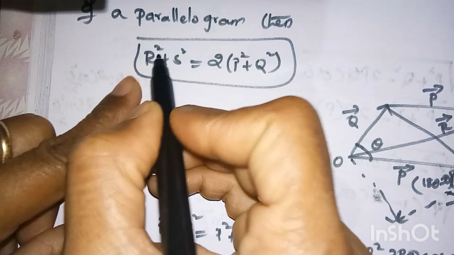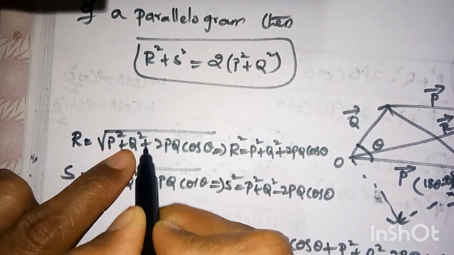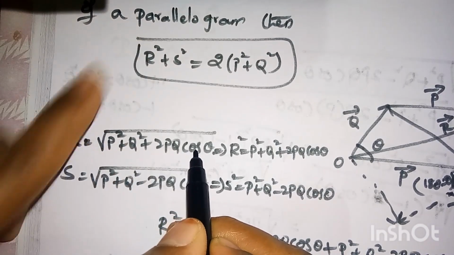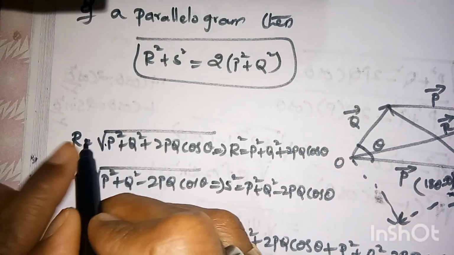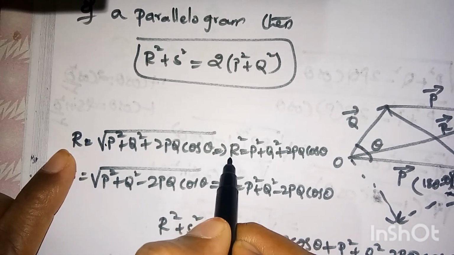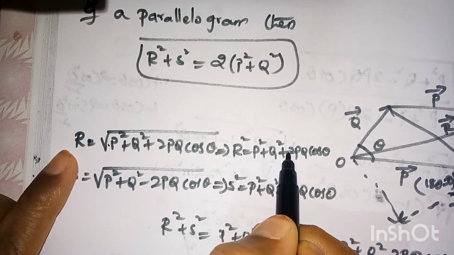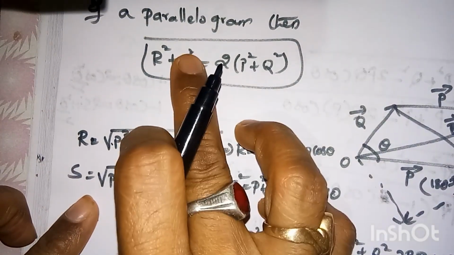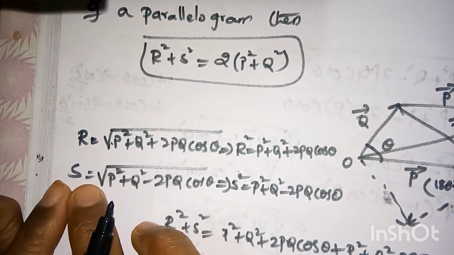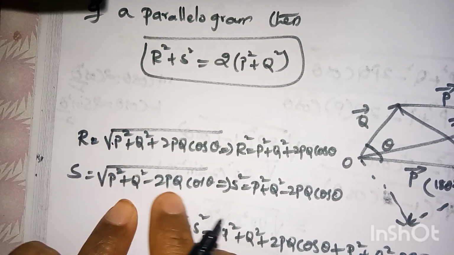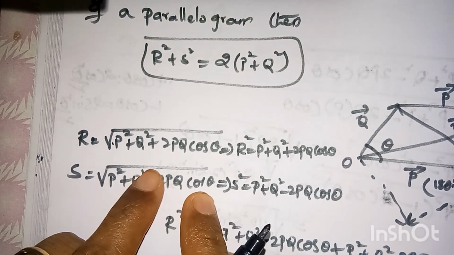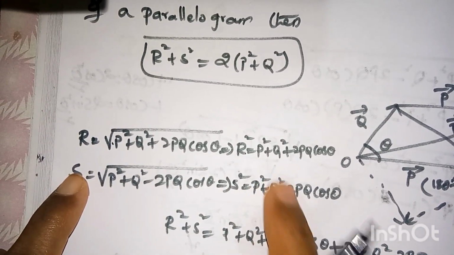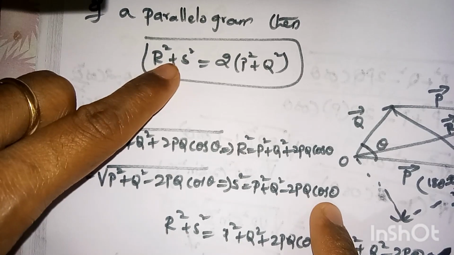You know that R is the square root of P square plus Q square plus 2PQ cos theta. Since the square root goes to the left-hand side, it becomes a square: R square equals P square plus Q square plus 2PQ cos theta. You can also square both sides. And S is the square root of P square plus Q square minus 2PQ cos theta, so S square equals P square plus Q square minus 2PQ cos theta.